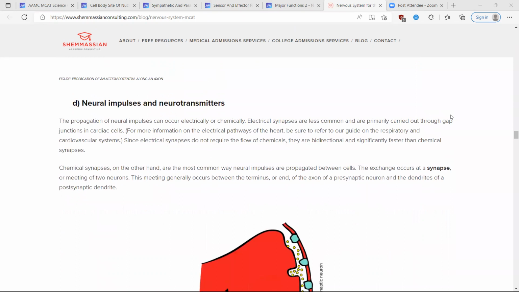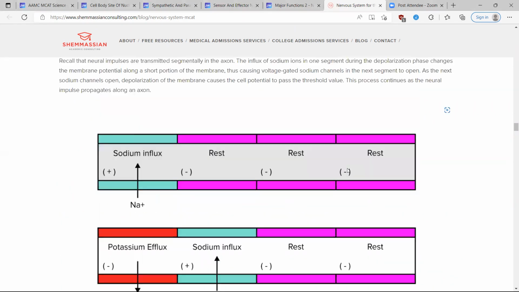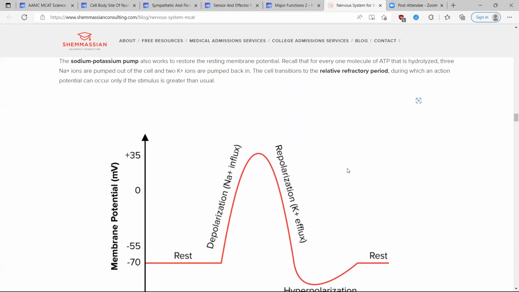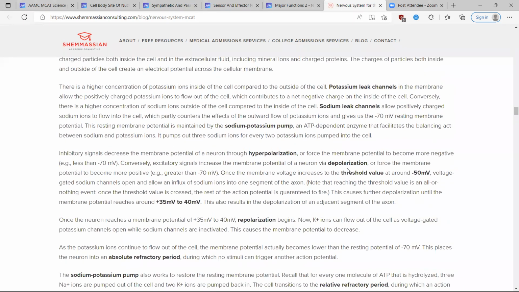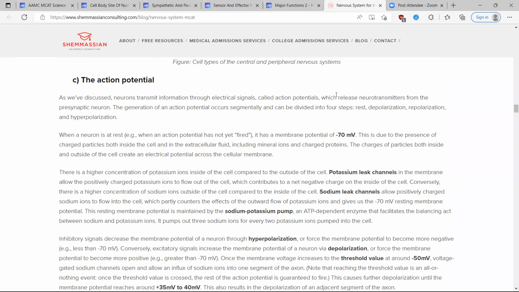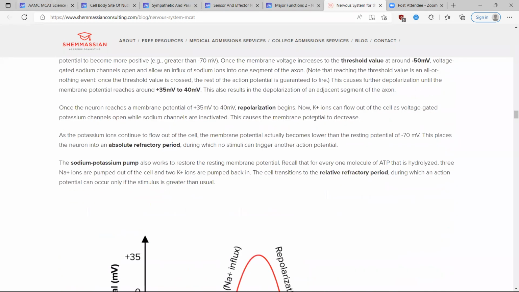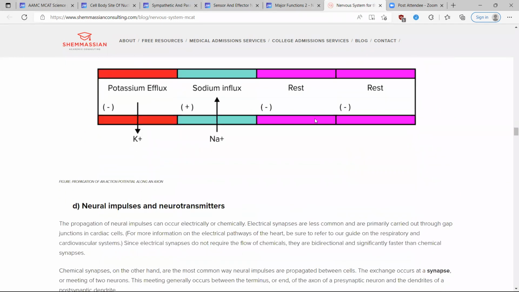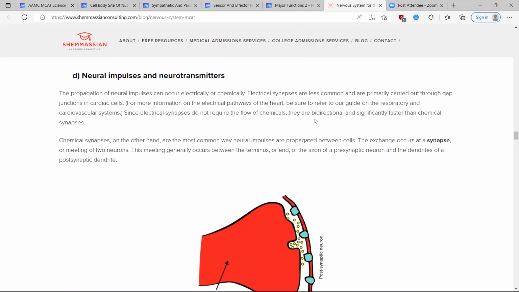Okay, so that's pretty complex. Any questions about the role of the sodium and the ions in the action potential? Okay, then we'll talk about the neural impulses and the neurotransmitters.